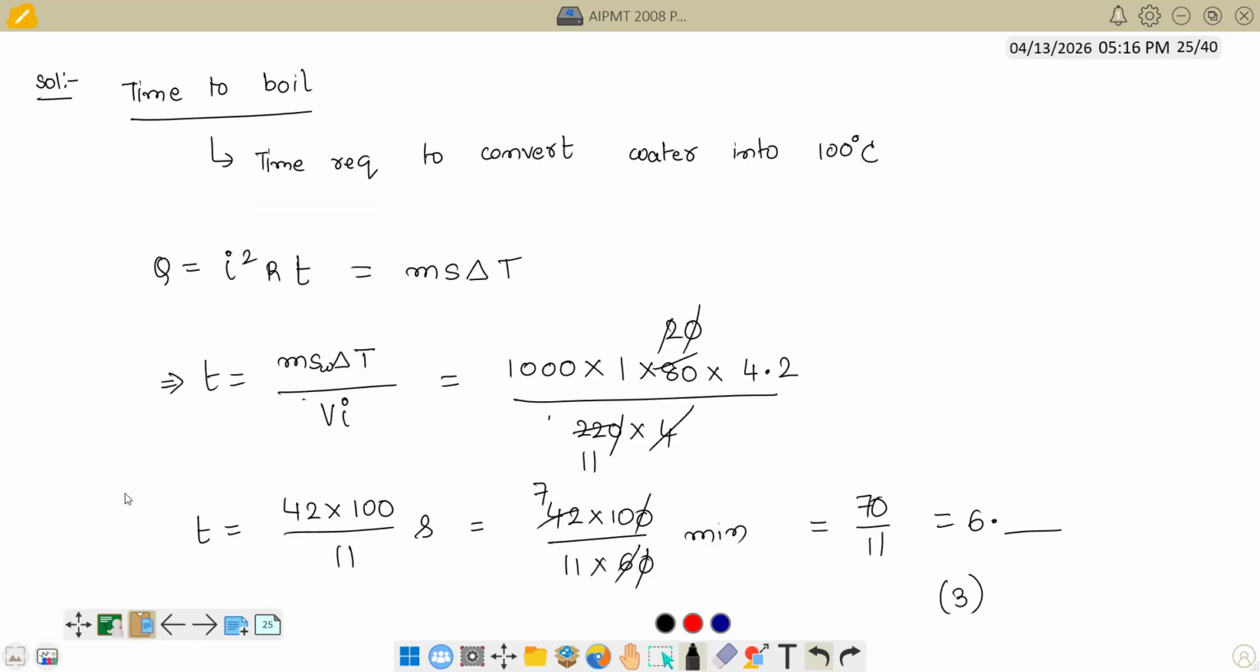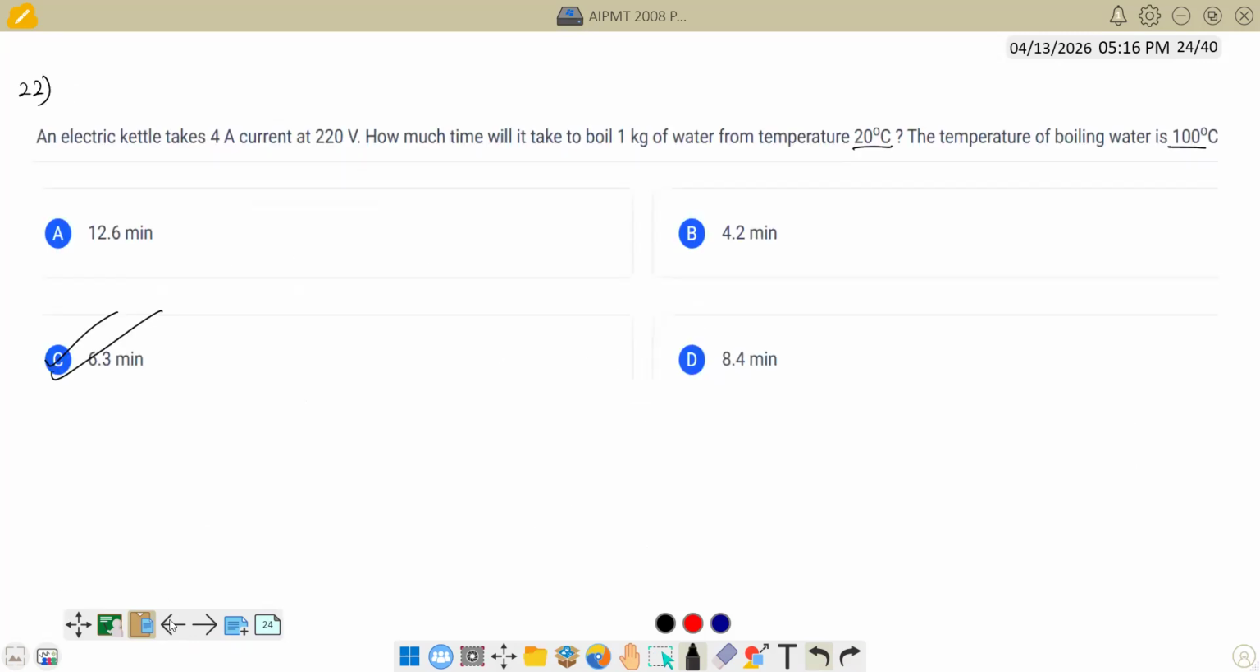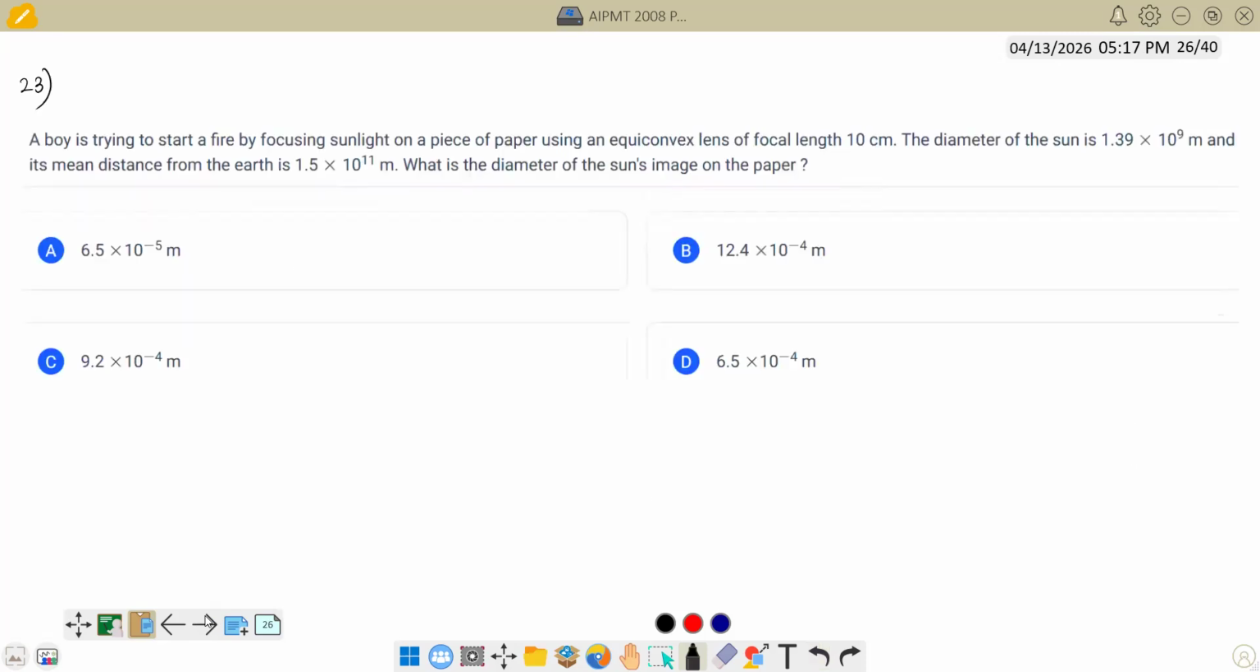We'll go for the next one. But the key concept is, what is the meaning of boiling water? Taking the water to boiling means it is not like converting it into steam. It is just reaching the boiling point. If the word boil away is given, like boil away 1 kg of water, then we have to not only convert it into water at 100 degrees, we have to convert it into steam also. I hope this is clear to you. We'll go for the next one.